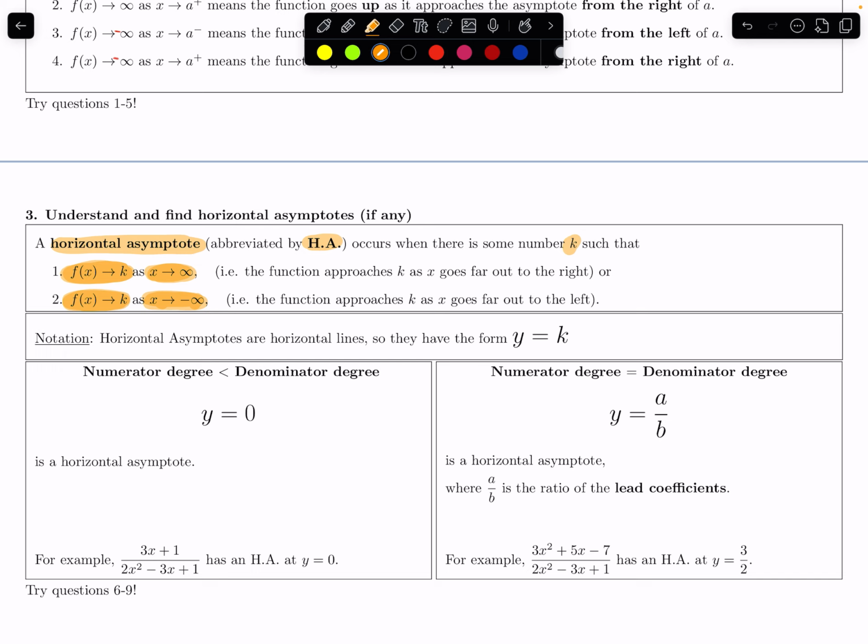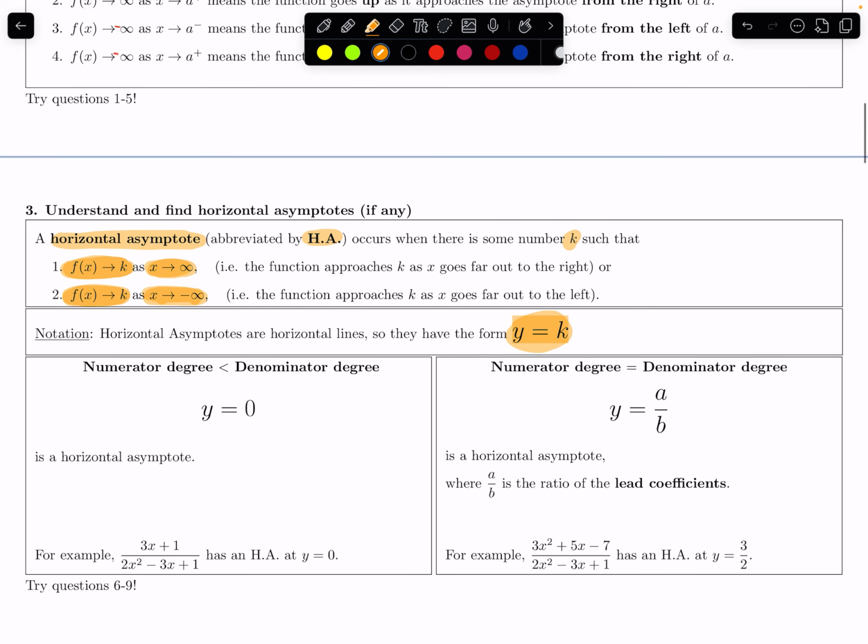Watch this. Okay, notationally, horizontal asymptotes are horizontal lines, so they have the equation of a horizontal line. y equals a number, right? y equals k is the equation for a horizontal line at k. Now there are two ways that you can get a horizontal asymptote: either when the numerator has a lower degree than the denominator, or if the degrees are equal. Those are the two instances where you get a horizontal asymptote.